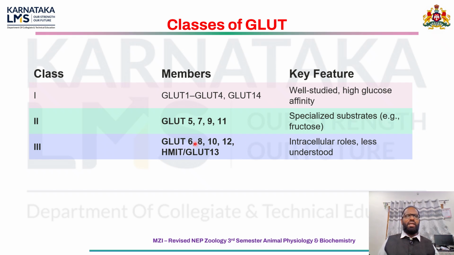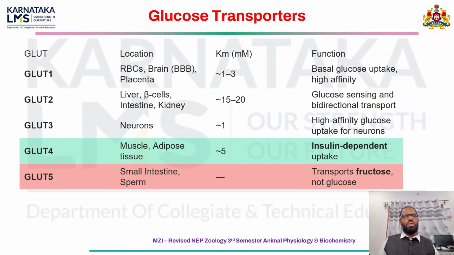There is also a class 3 type of GLUT transporters: GLUT6, GLUT8, GLUT10, GLUT12, and GLUT13. These have an intracellular role and are less understood, and a lot of studies have not been done on them. That's why we have a lot of information about class 1 GLUT, sufficient information about class 2 GLUT, and very little information about the class 3 transporters.